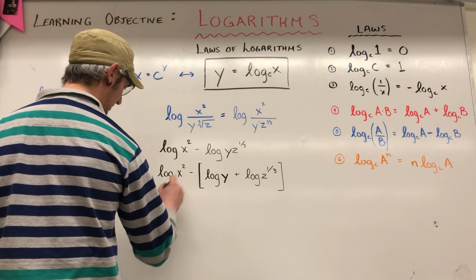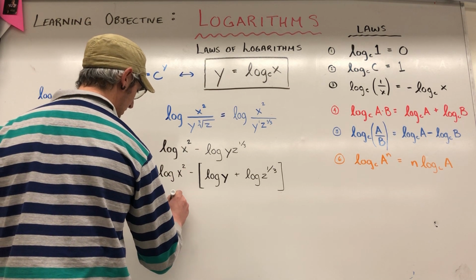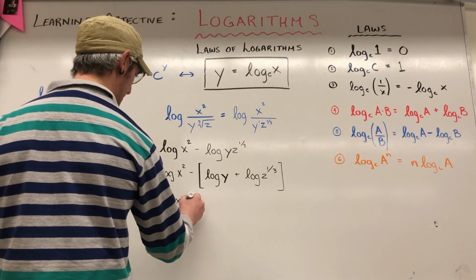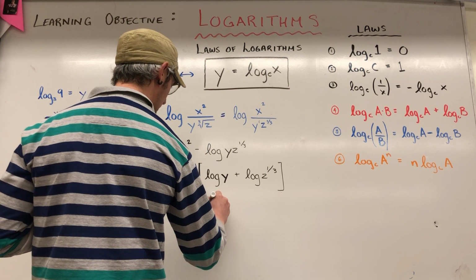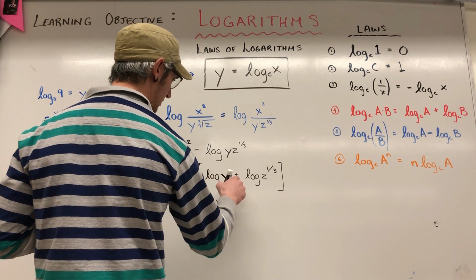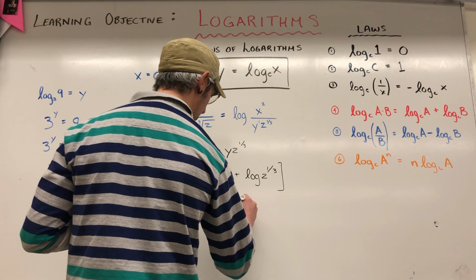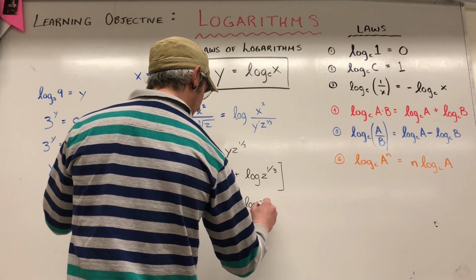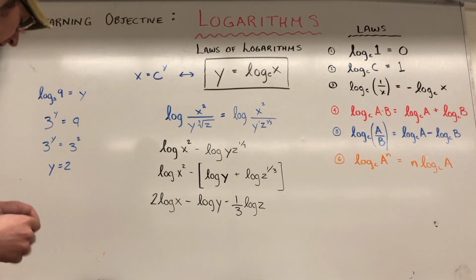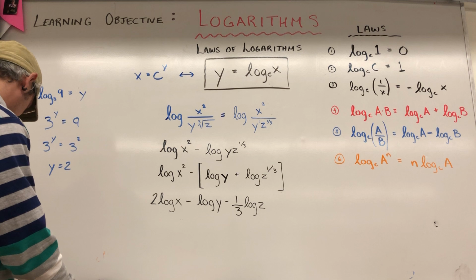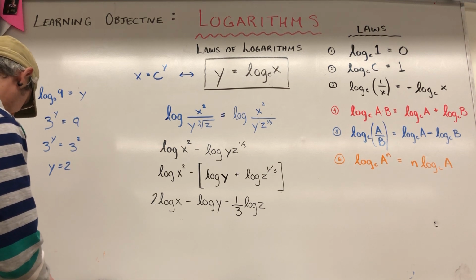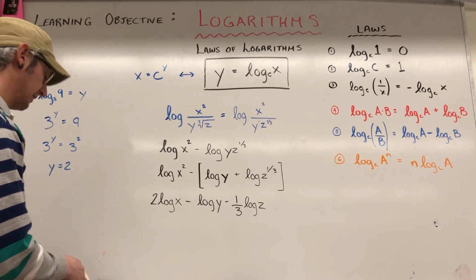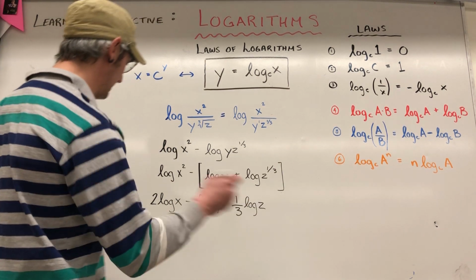So this becomes 2 log x, I'm just getting rid of the exponent, putting it in front, minus log of y minus a third log of z. And I am done. I did it. Not so bad. And let's just make sure that I did it correctly, because I don't trust myself. And I did it correctly, guys. Great. So this is my answer here.